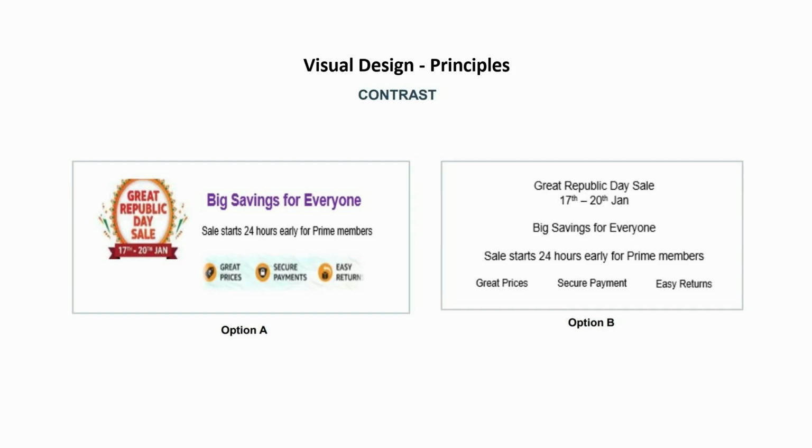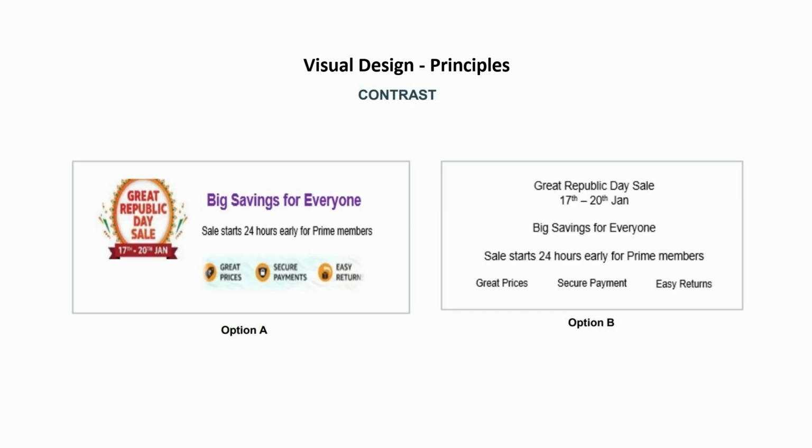So you have this Great Republic Day sale which is from this to this Jan. When I first look at this box, I'm going to look at the figure on the left, right? This is attracting my attention. Then the next one is big savings for everyone. This is the next thing which attracts my attention. So red always stands out, that's the first thing which will catch your eye, and the second part is I'm looking at this different color, big savings for everyone.